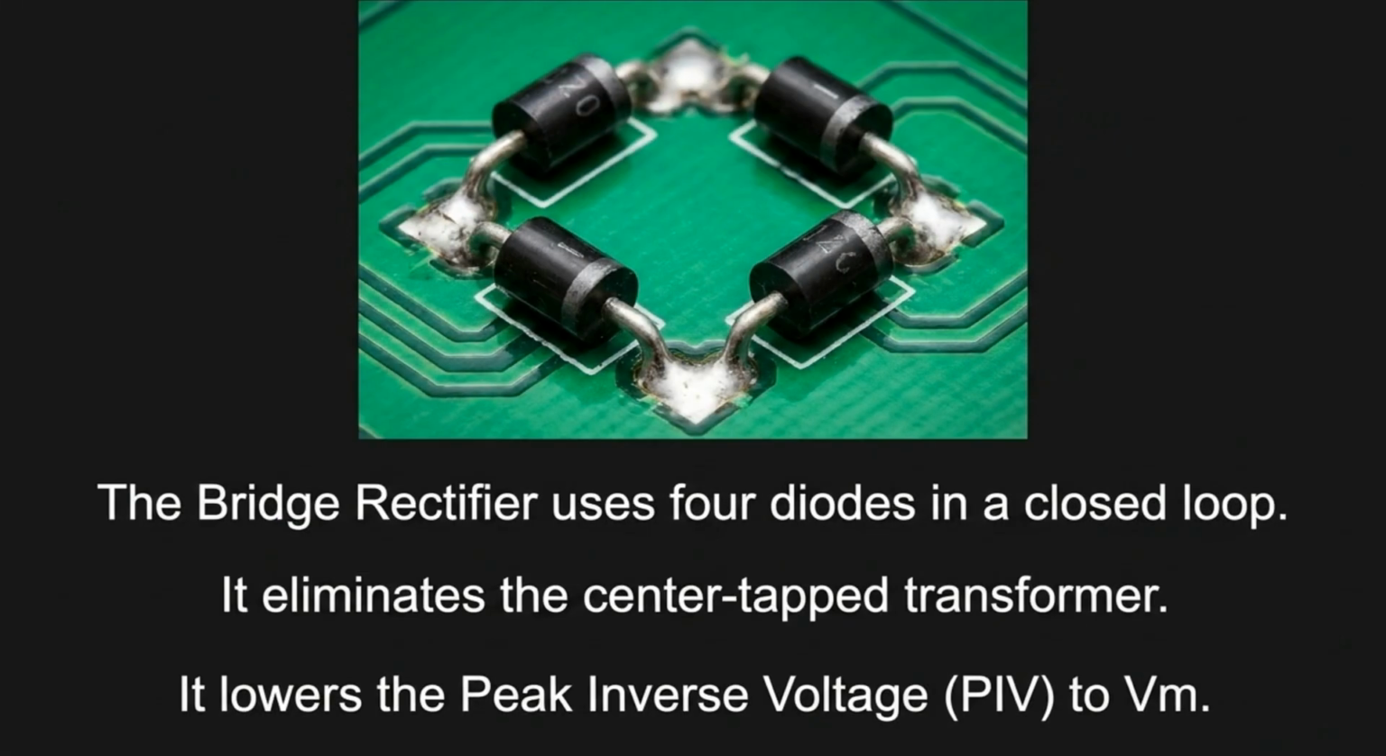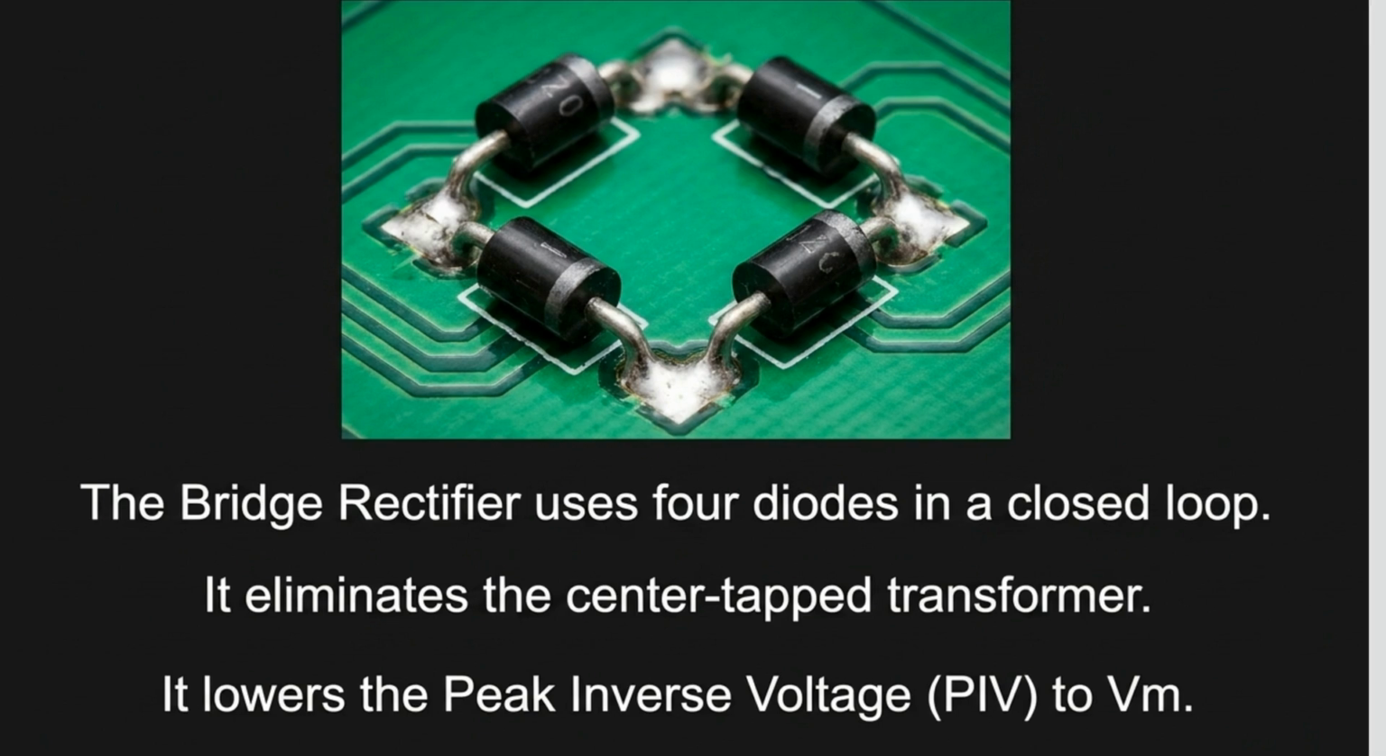The bridge rectifier uses 4 diodes in a closed loop, which eliminates the need for a center-tapped transformer and lowers the peak inverse voltage, or PIV, to Vm.